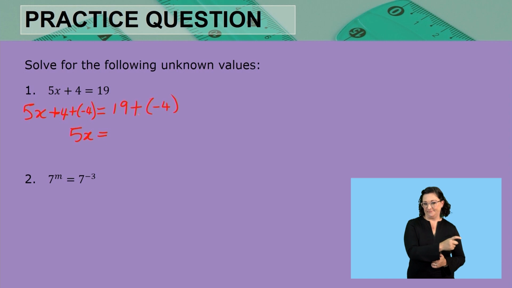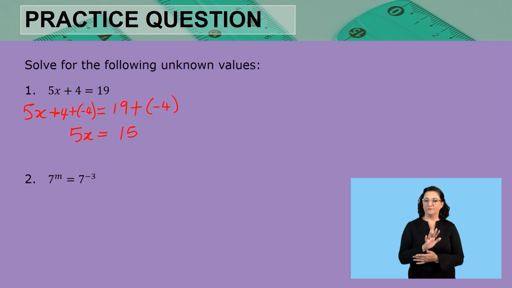Now on the other side I have 19 plus a negative 4. Now remember, adding a negative number is the same as subtracting the additive inverse of that number. So 19 plus negative 4 is the same as 19 minus 4, which is going to give us a 15. Now I have a number multiplied by 5, which is equals to 15.